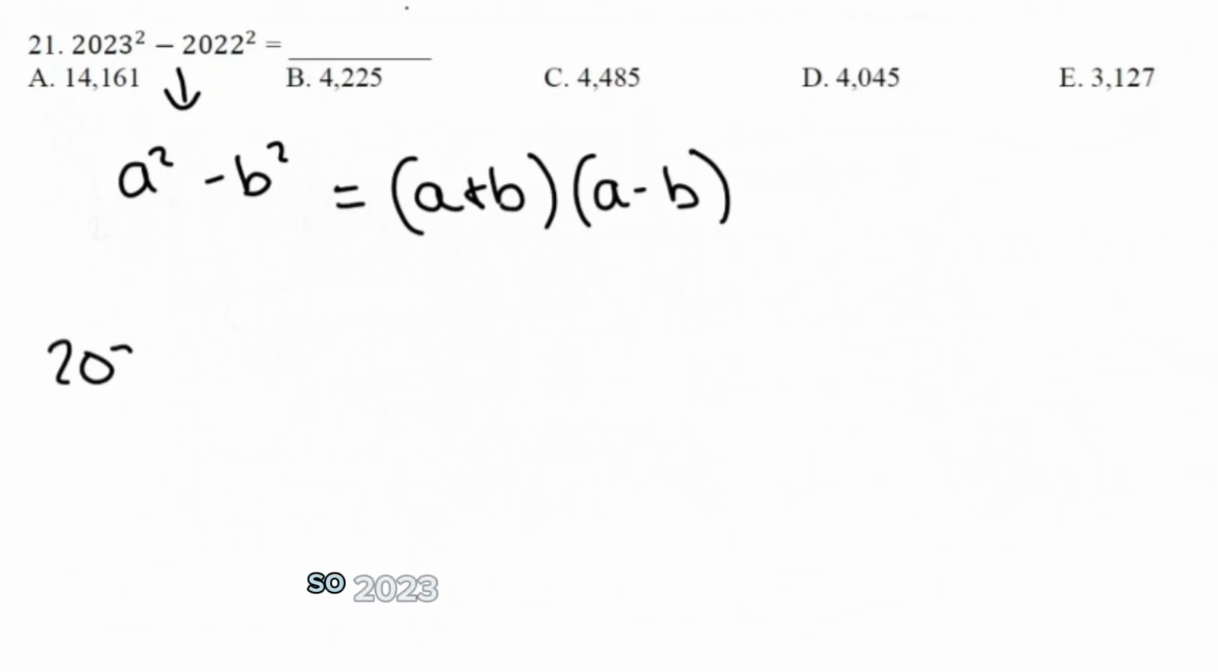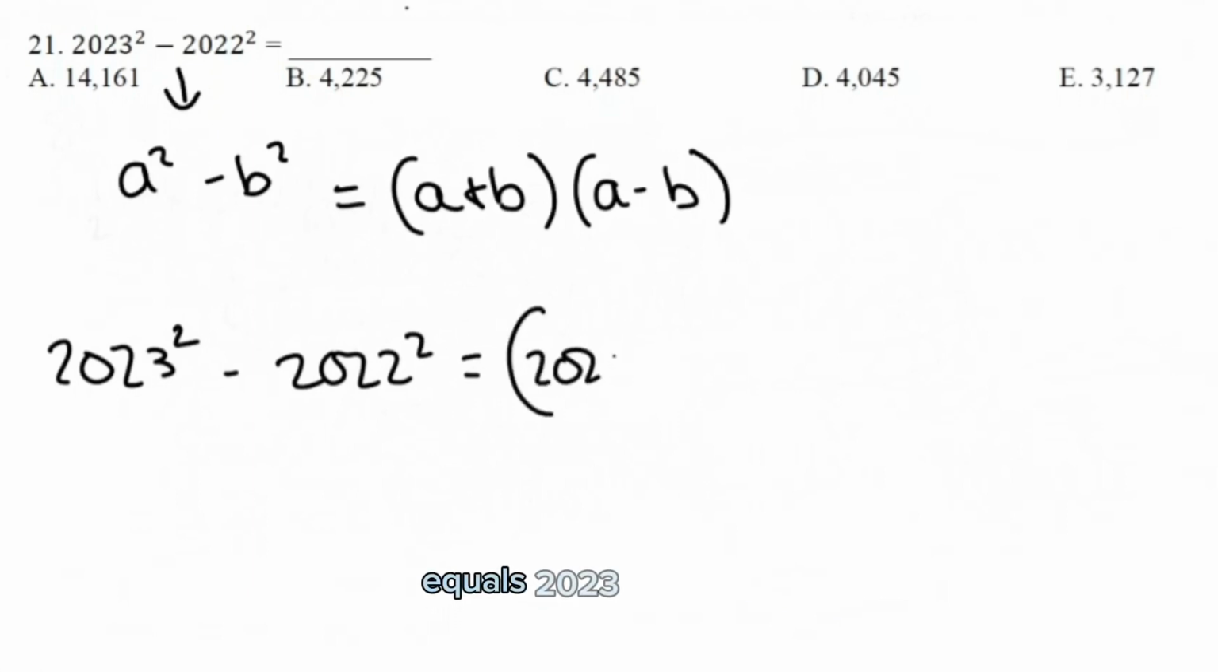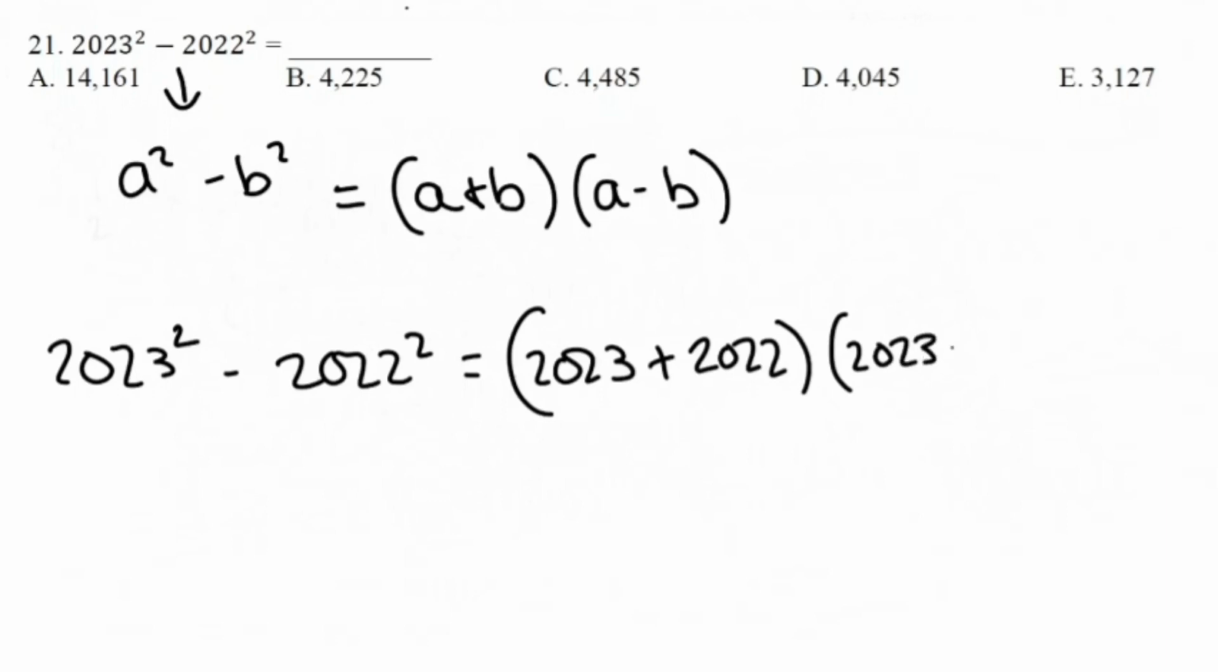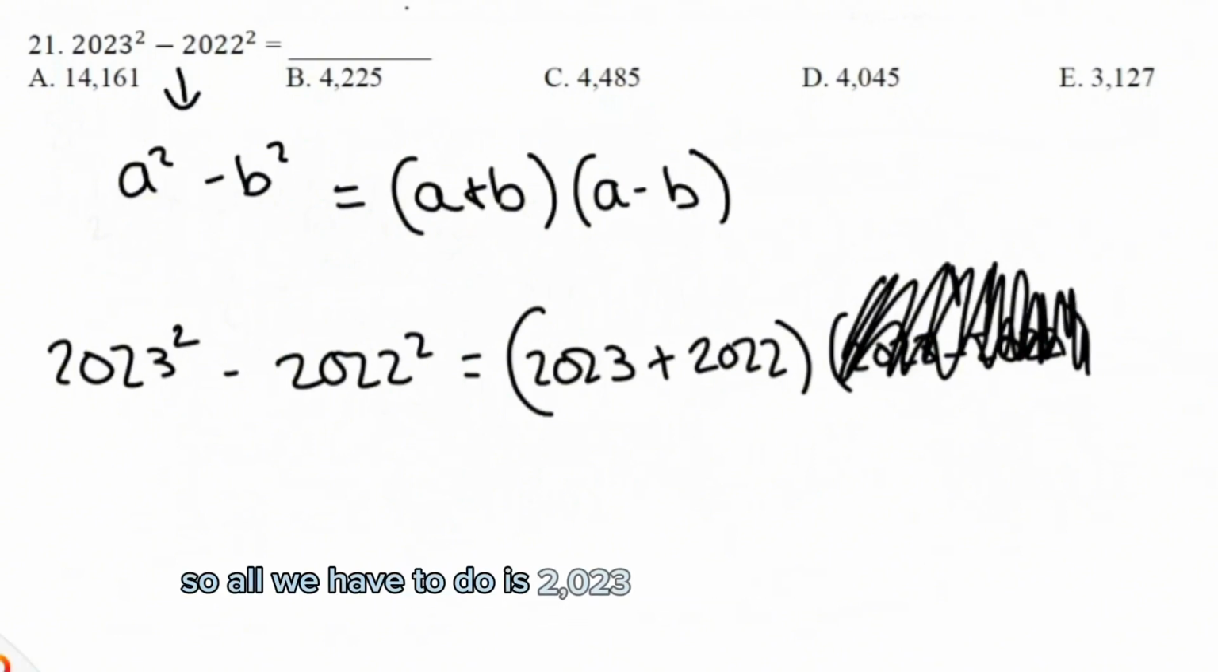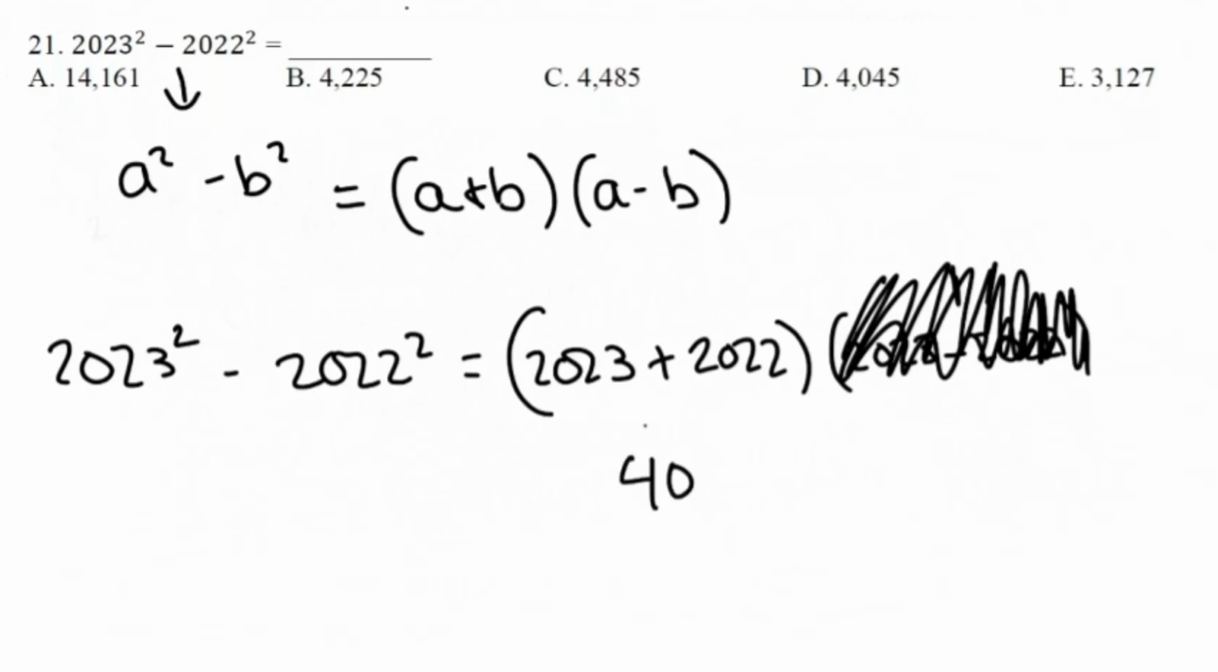So 2023 squared minus 2022 squared equals 2023 plus 2022 times 2023 minus 2022. Alright, so that's just 1. Okay, so we don't actually need this because we multiply by 1, that's just the same number. So all we have to do is 2023 plus 2022. And that is 4,045. And that's your answer.